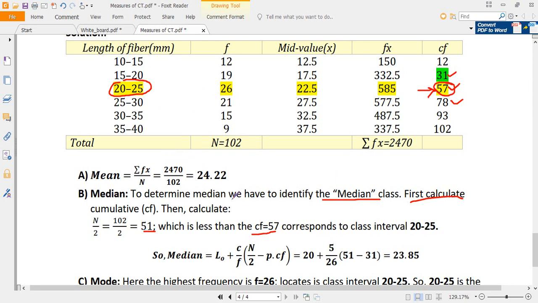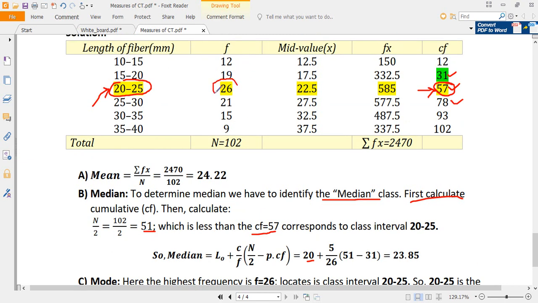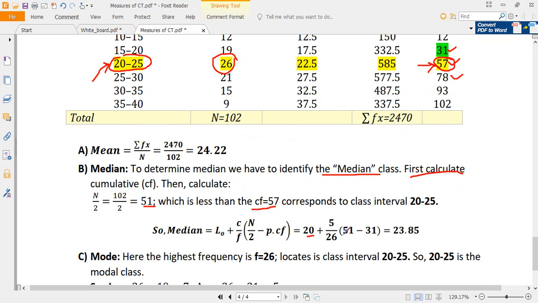Then we just put this value in the formula. From the formula of median we know that median equals L naught, where L naught is the lower limit of the median class. This is the median class, the lower limit is 20, so we put 20 here. Then C is the class interval of the median class. The class interval is 20 to 25, that is 5, so C is 5. F is the frequency of the median class, which is 26. So we have 26 here.